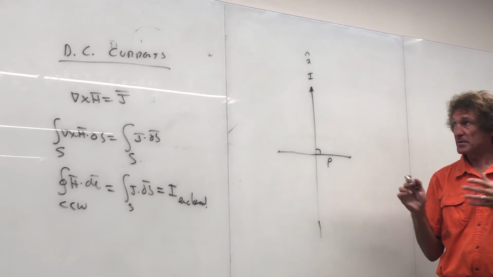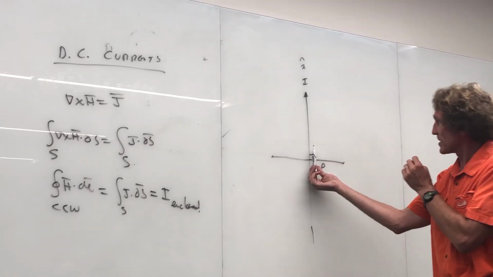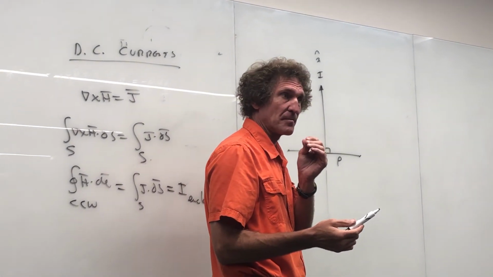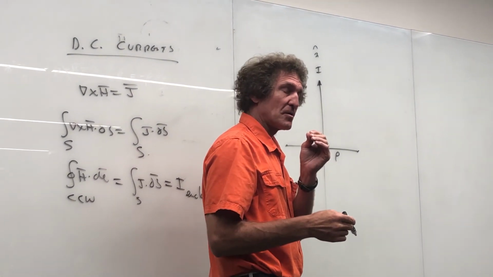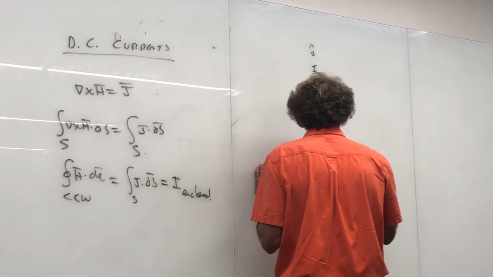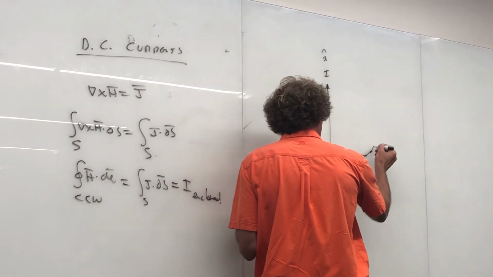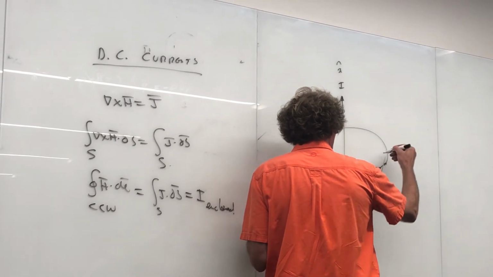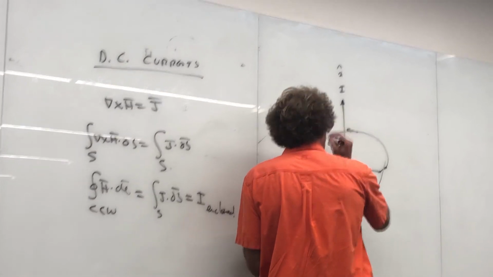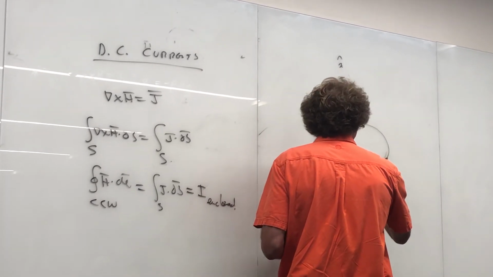In fact, if it's infinite and I go around it, it looks the same, so the H field has to be the same at a given distance from it. Just by basic logical reasoning, you can see it. The H field here and here is the same in magnitude, and anywhere around that loop the H field will be the same. So now I'm out a distance rho, right?